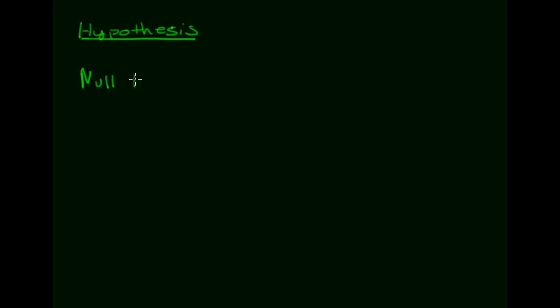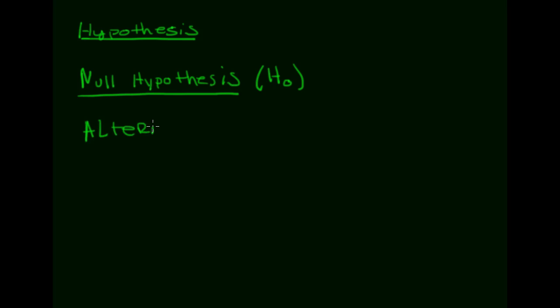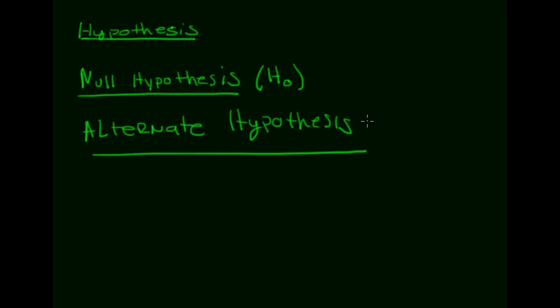We're going to get a null hypothesis, which is, the null just means hypothesis 0. So this is written as H sub 0. And we get an alternate hypothesis. And this one gets written as H sub A. Okay, so those are our two types of hypotheses in statistics.